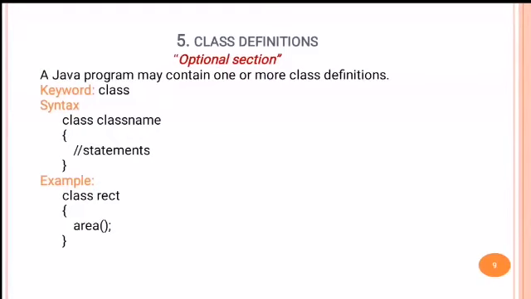Next one, class definition. A Java program may contain one or more class definitions. The keyword used here is class. The syntax: first you give the class keyword, then you give the class name. In the example, class is the keyword, rect is the class name.